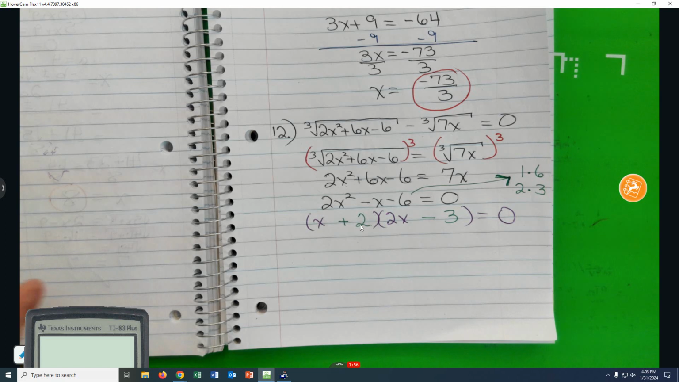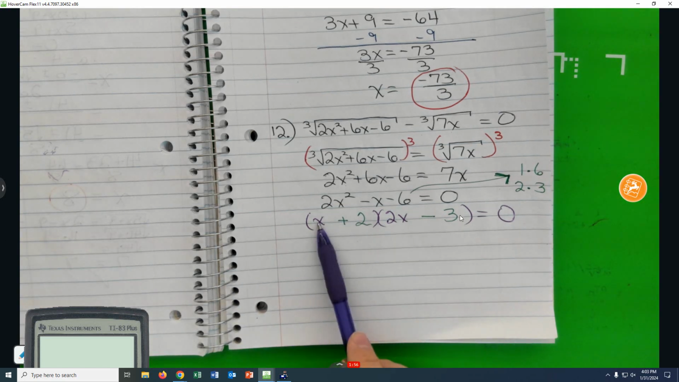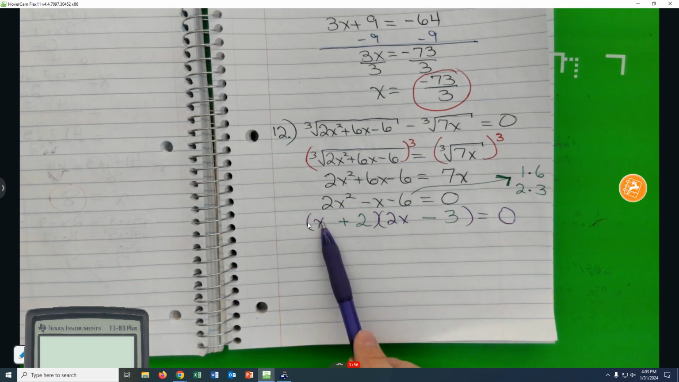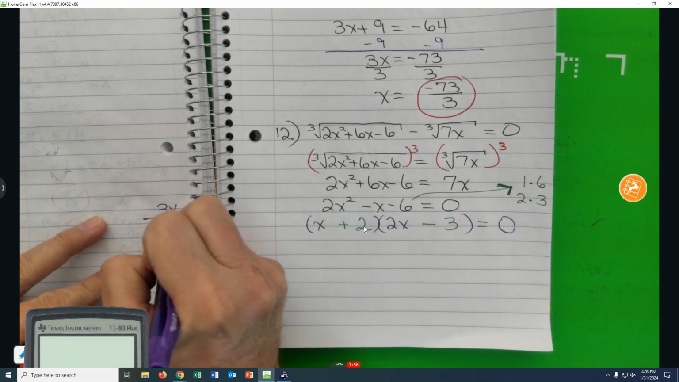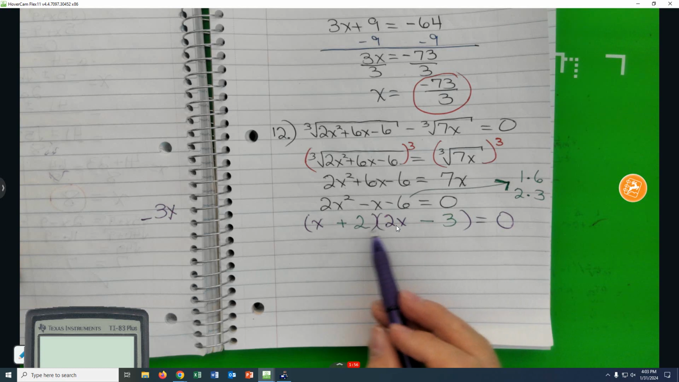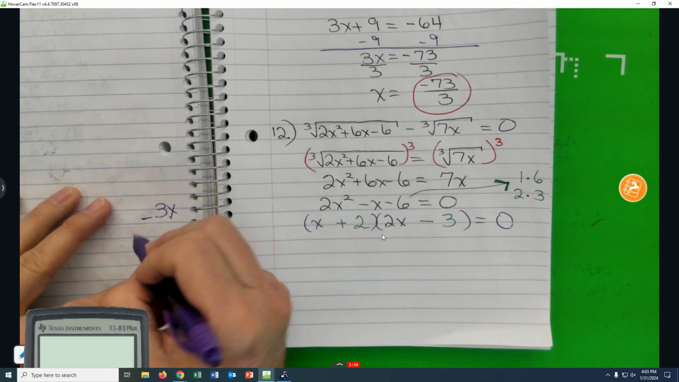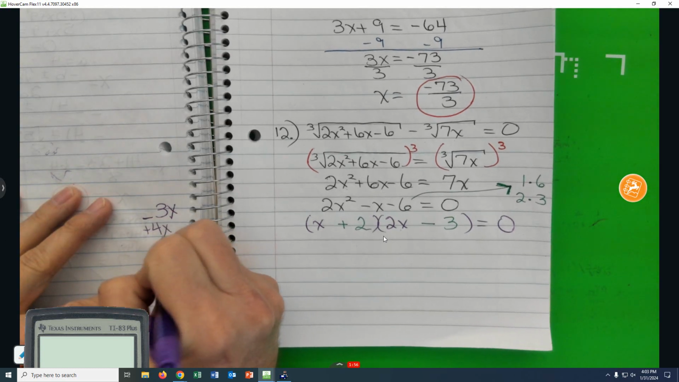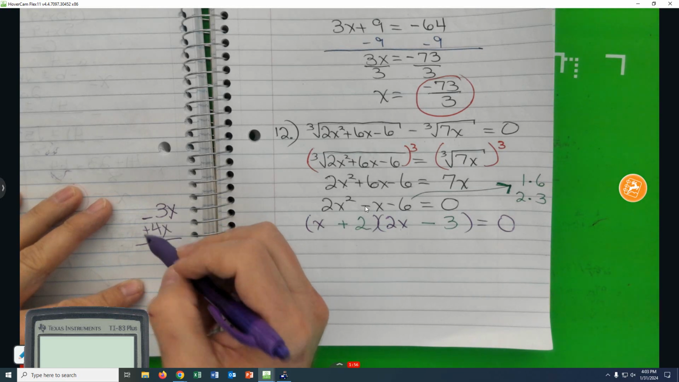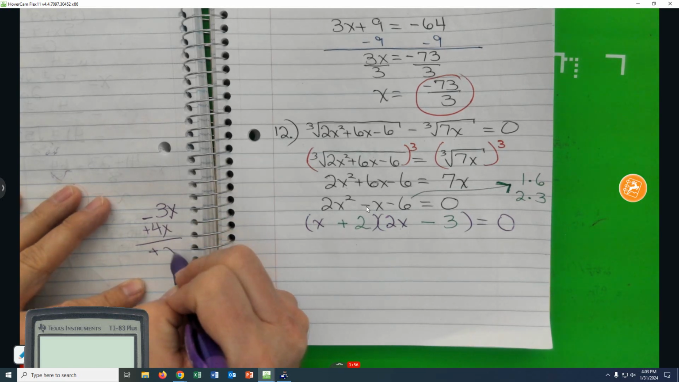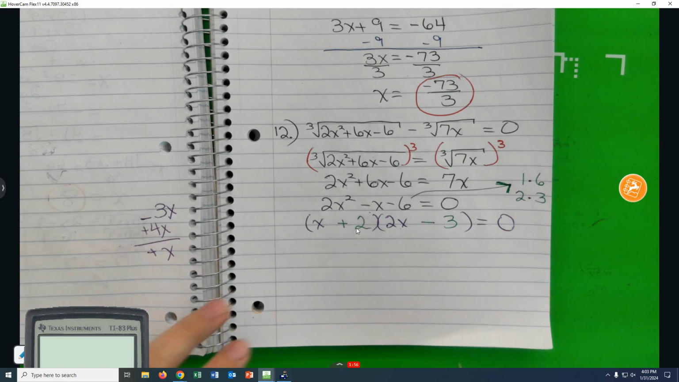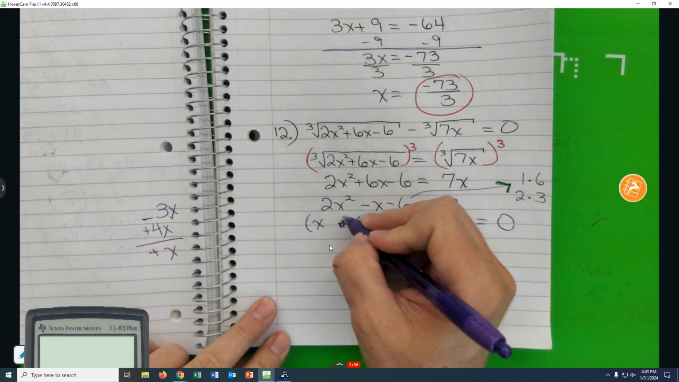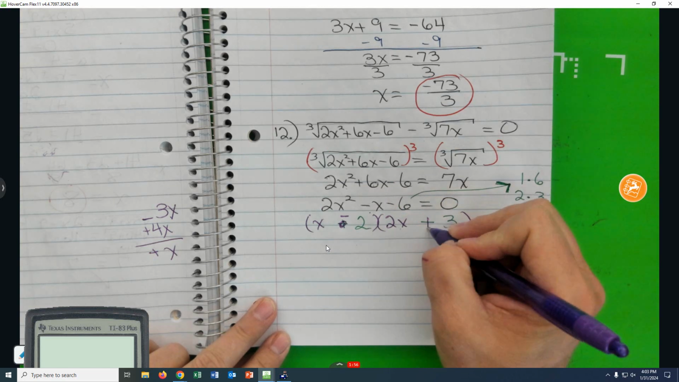Let's check. What's the outer product? X times a negative 3, that's a negative 3x. What's the inner product? That's a positive 4x. Is that giving us back what we need? Negative 3 plus 4 gives us a positive 1x. Is that what we needed? No. So switch the signs. That should be the minus. There's the plus.